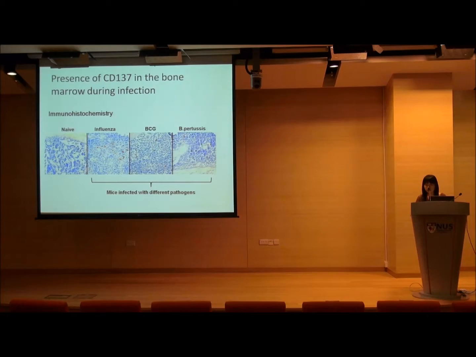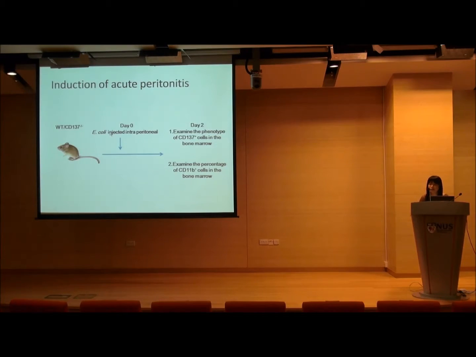The question is, are these T cells? Just by immunohistochemistry, I cannot tell. So how to identify these cells? Because of the limitation of a lab, I cannot do all three models at one time. So I decided to do a simpler model. That is the acute peritonitis.